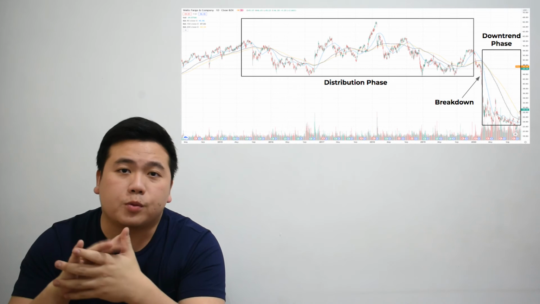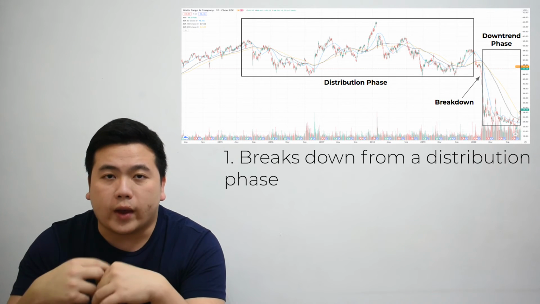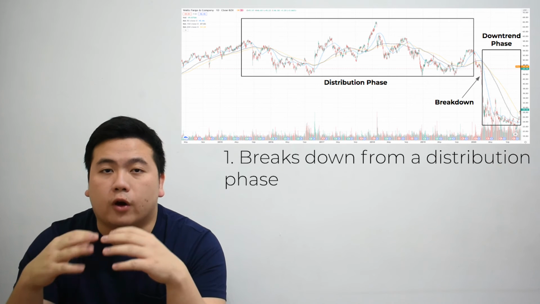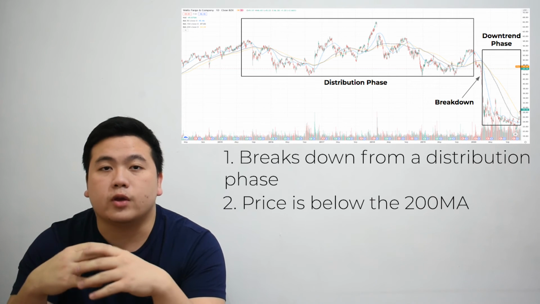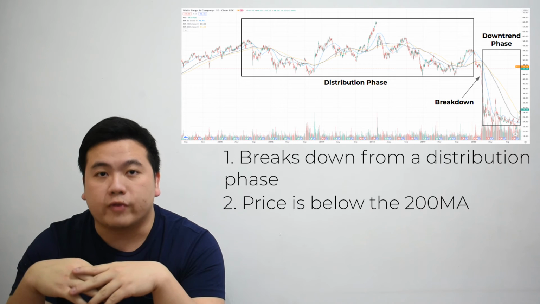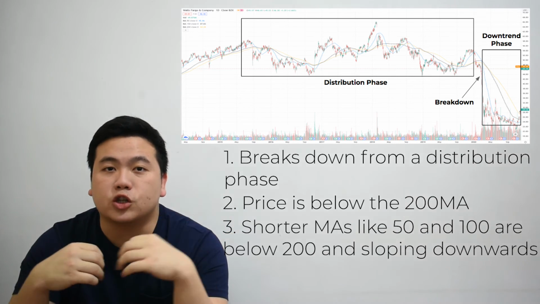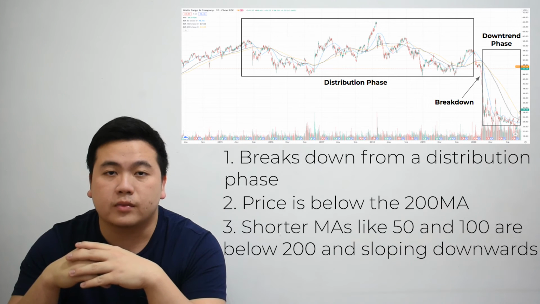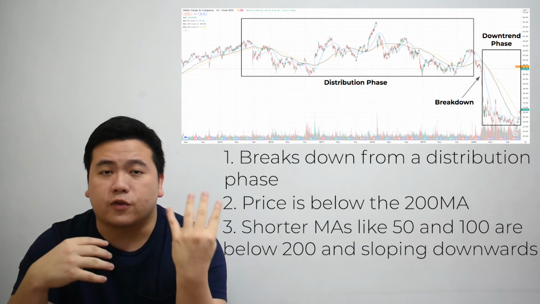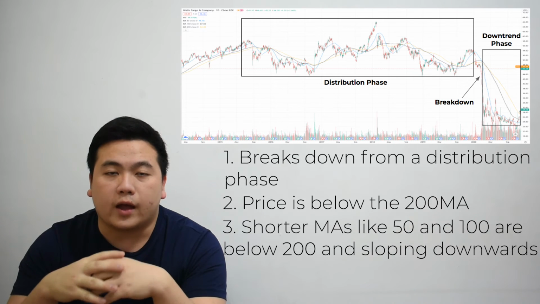Lastly, we have stage 4, the downtrend phase. So this is the polar opposite of stage 2, the uptrend phase. The first criteria you look for is when the stock price breaks down from a stage 3 distribution phase. The second criteria is that the price becomes below the 200 moving average. And the third is that the shorter term moving averages like the 50 and 100 moving average are below the 200 moving average and are sloping downwards. So for market opportunities in the stage 4 downtrend phase, you can look to enter at resistance levels and ride the downtrend by shorting the stock.